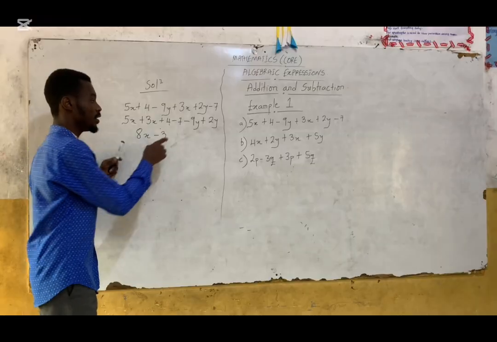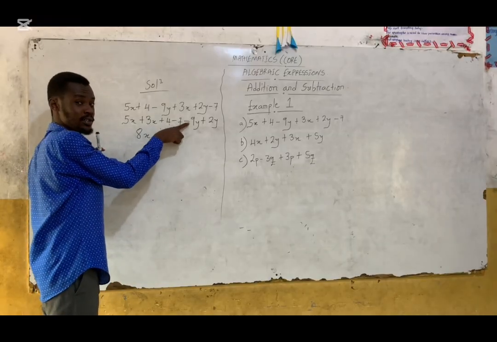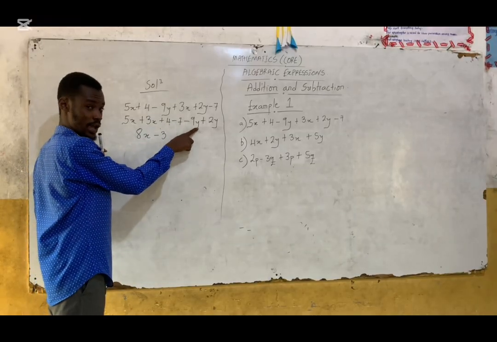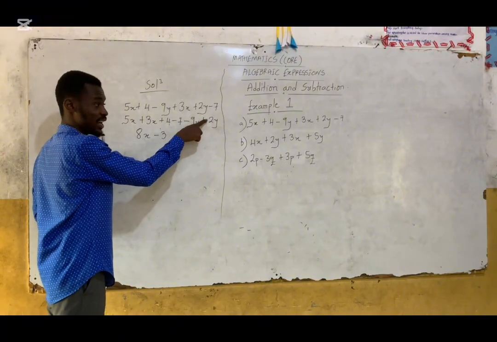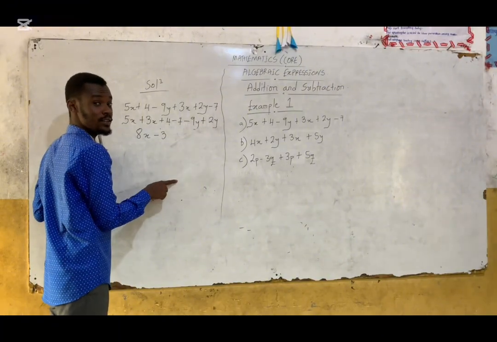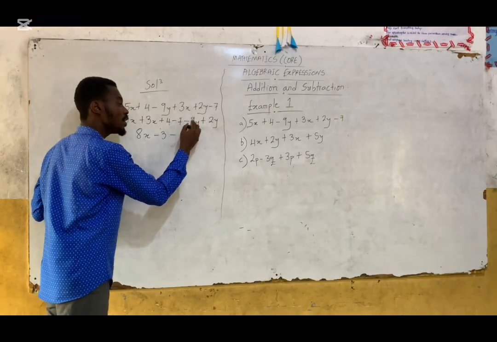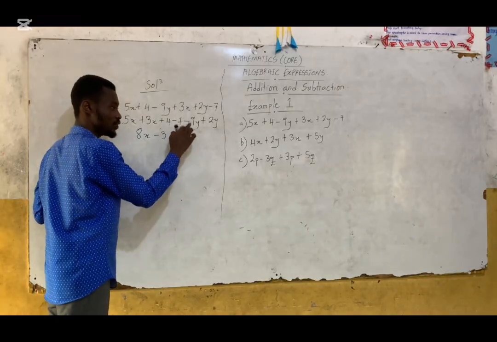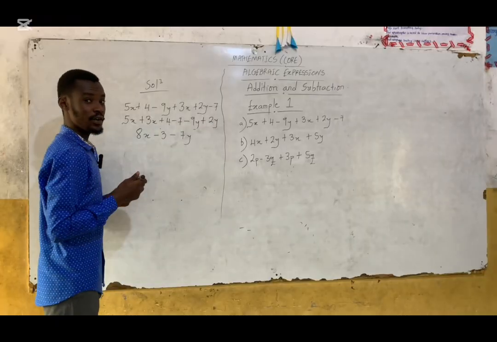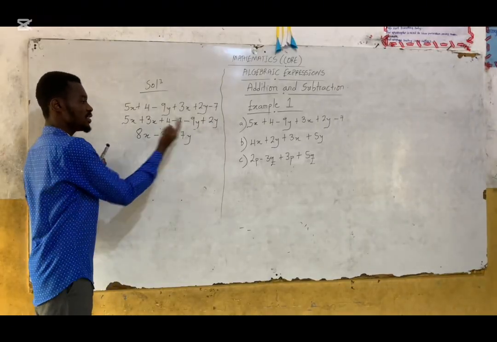Very simple. Now I owe 9 cedis. 9y: I owe 9 cedis and then I'm having only 2 cedis. I'm going to pay with the 2 cedis so that I will owe 7 cedis. Remember, this one has the variables attached to them. You can't simplify further.